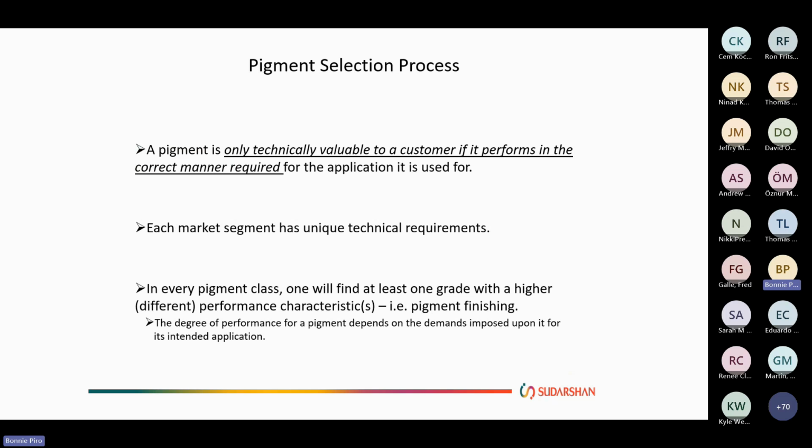So overall, selecting a pigment can be a daunting task. However, if you have a good attribute list, you can select the pigment that is valuable ultimately to your end customer because now it performs in the correct manner. It gives you the correct color that you're looking for, and it also matches all the application aspects that it's needed for. And each of these markets are unique. They're all going to have different needs from a technical perspective as well as the color perspective. So making that choice is very important.